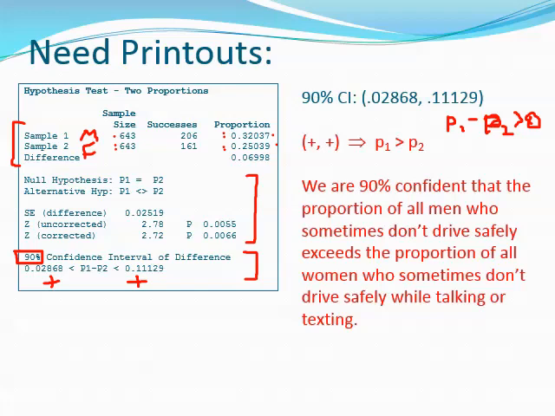This works. Based on our results, we are 90% confident that the proportion of all men who sometimes don't drive safely exceeds the proportion of all women who sometimes don't drive safely while talking or texting. P1 is bigger than P2, and I'm 90% confident of it. So that's how we do confidence intervals.